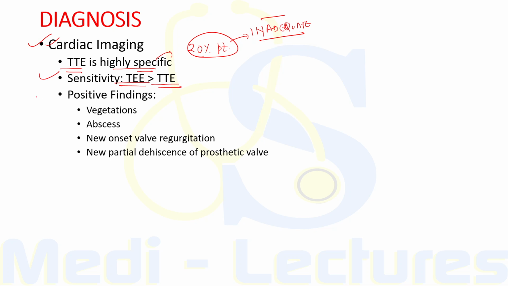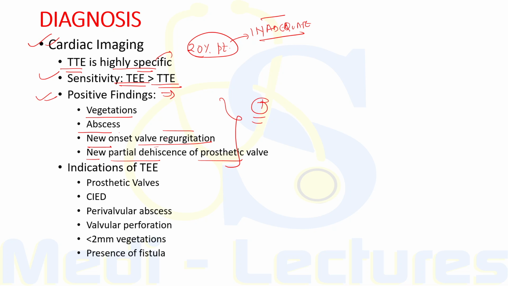What are the positive echo findings which are considered in diagnosis? Presence of vegetations, presence of an abscess, new onset valve regurgitation, or new partial dehiscence of a prosthetic valve. If any of these findings is present on echo, it will be considered as a positive echo finding. Now let's discuss what are the indications specifically for transesophageal echo. We have to do transesophageal echo in certain conditions.